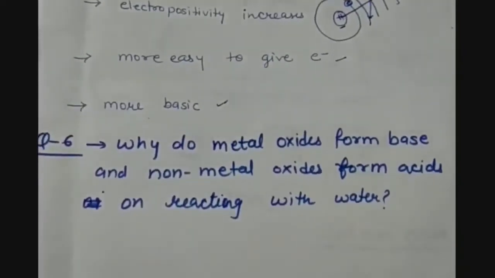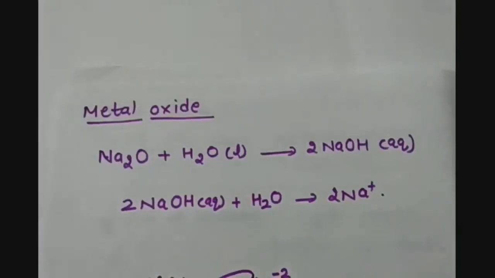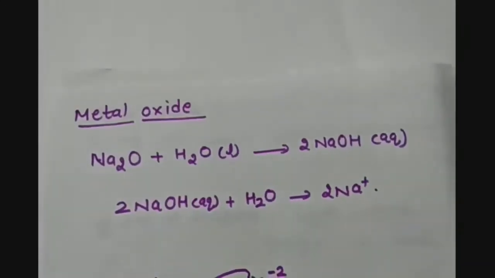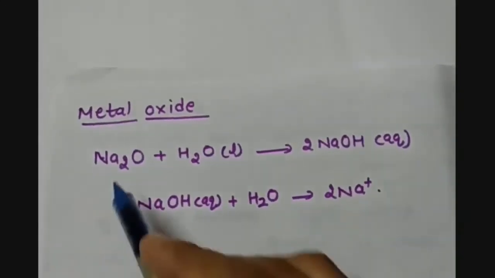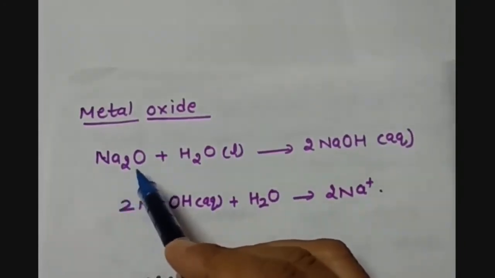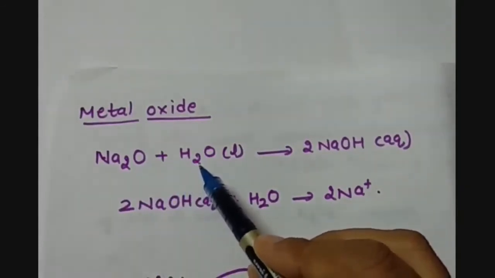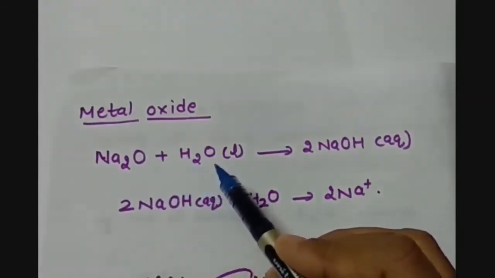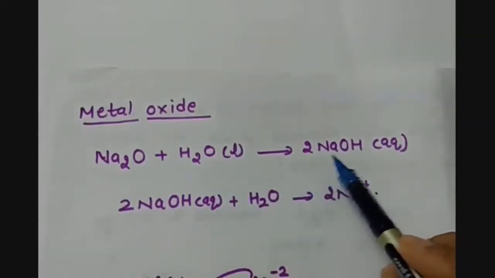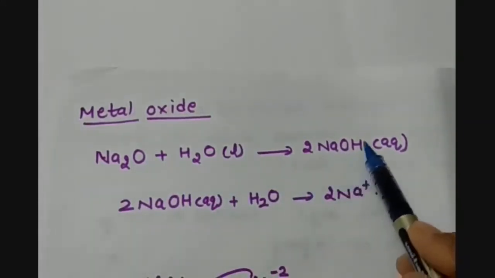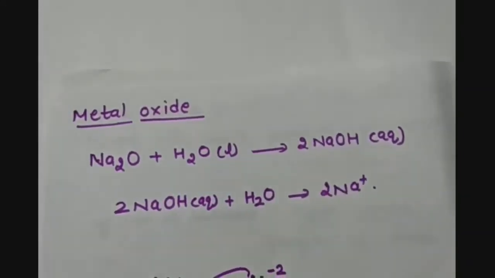Then our next question is, why do metal oxides form bases and non-metal oxides form acids on reacting with water? So let us talk about the metal oxides first. Let us have an example of disodium oxide. When it reacts with water, which is in liquid state, then it forms 2NaOH. This NaOH is basic in nature.